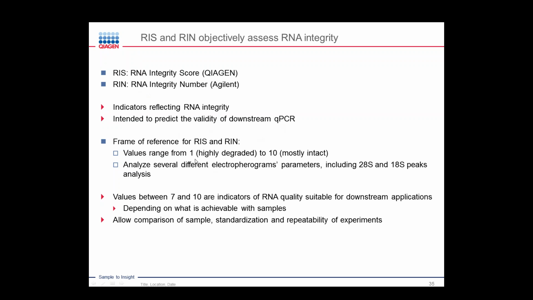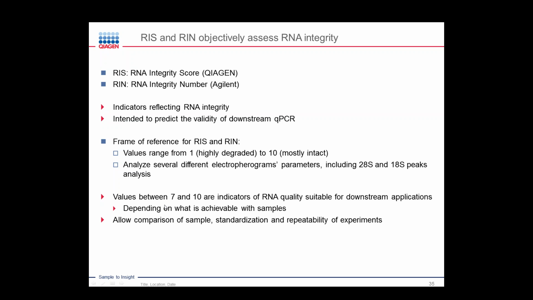Both the RIS and the RIN values range from 1 to 10, where 1 represents highly degraded RNA and 10 represents highly intact RNA. The system analyzes several different electropherogram parameters, as I mentioned before, including the 28S and 18S peaks analysis and a migration pattern.